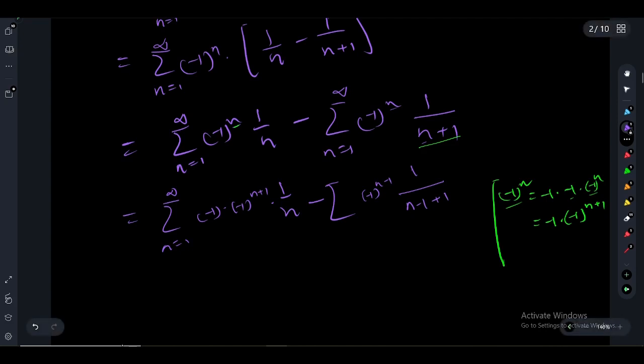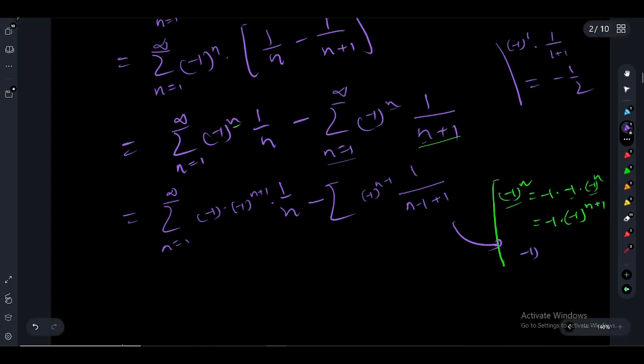Now in this case, in the first case, what was the first term? The first term for n equals 1 was minus 1 whole to the power 1 into 1 by 1 plus 1. This is minus half. Now if we consider this case, then what should be the first term?